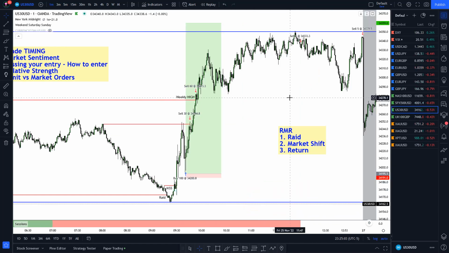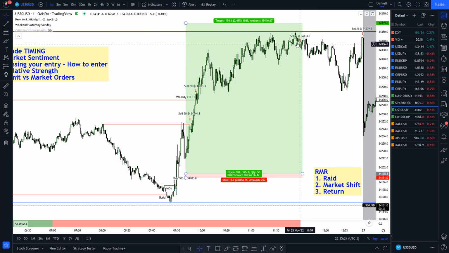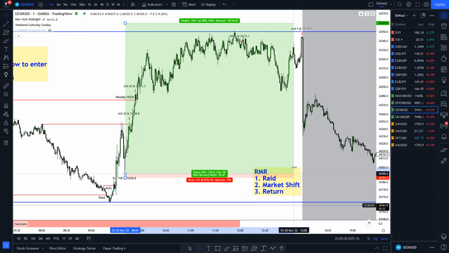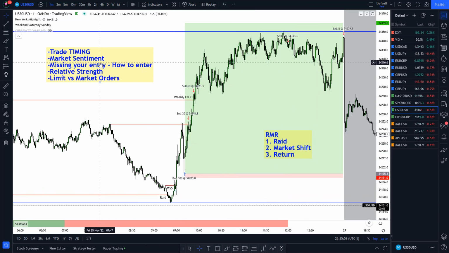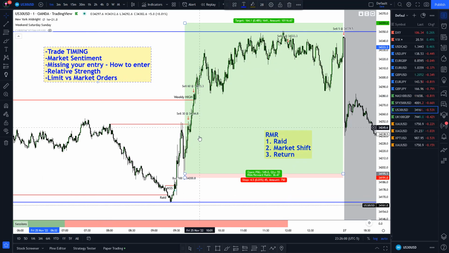And typically we know by 12 o'clock midday New York, which is the London close, volatility tends to drop off, mainly in forex markets, but this is quite common in the indices as well. At 12 o'clock you can see I took off an additional partial, and my final partial was taken off at the very end of the day. So that completes this trade, but I'll talk about these topics over here and how it relates to this trade.